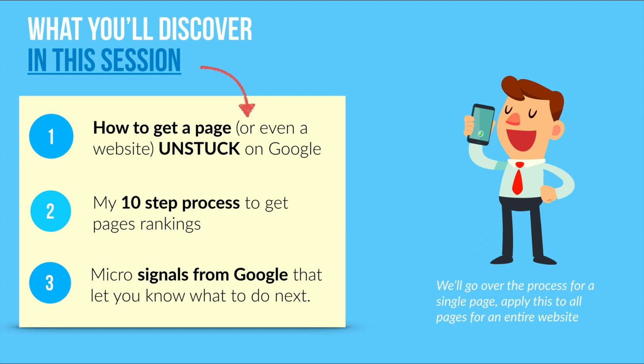Those pages. I'm going to bring you through my 10-step process to get those pages unstuck in rankings, and I'm going to talk about the micro signals, where you want to check to see what Google's doing in order to know what to do next. So if you have one page or even many pages, this will apply and this will help you rank for those money keywords. That's going to bring in all the cash, dough, money, whatever you want to call it.